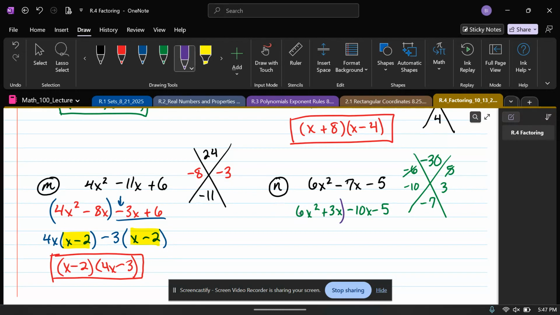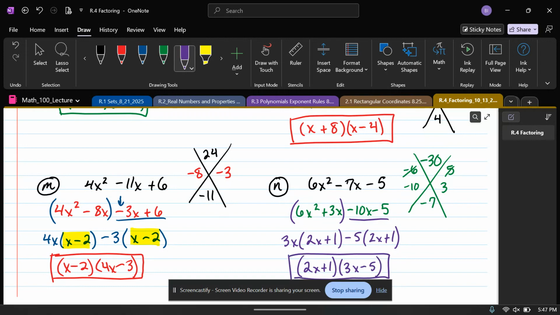Group. We've got a 2x plus 1 and a 3x minus 5. Not too bad. That's doable. X method and then grouping.